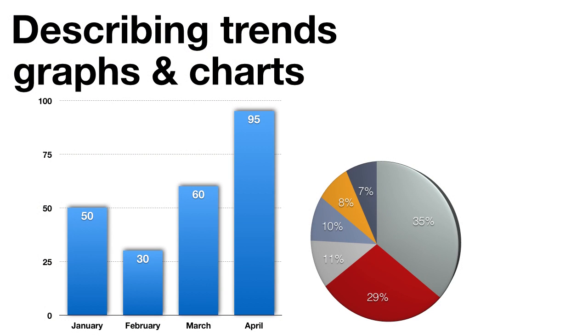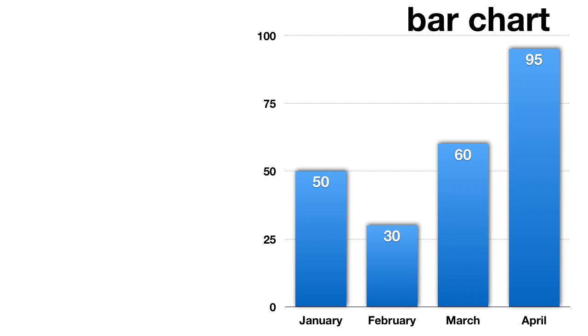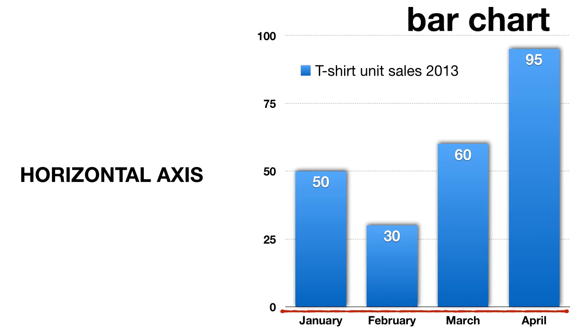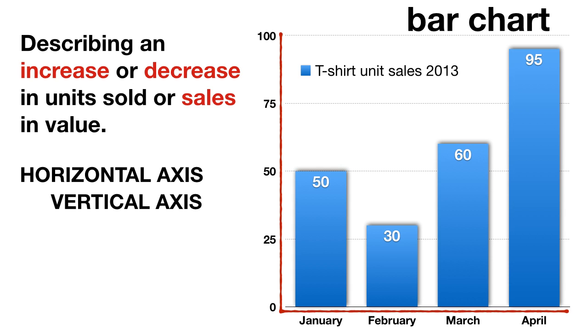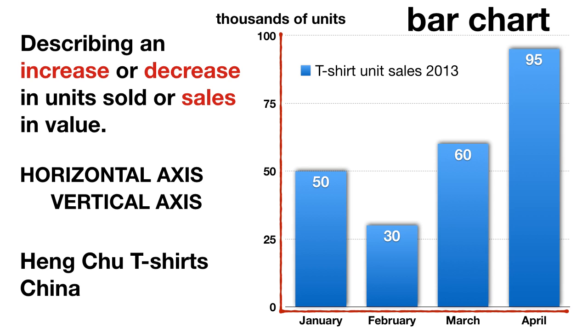Okay, the first graph is a classic bar chart or bar graph. Both terms are used. It's a great visual aid people use to see the trend using two sets of data, or data as they say in America. Simple chart. Horizontal axis, here we've got the months from January to April of a t-shirt manufacturer, and the vertical axis shown here from 25 to 100, which is expressing thousands of units sold. There's the unit factor, and this is a great chart for describing an increase or a decrease in units sold or sales value.